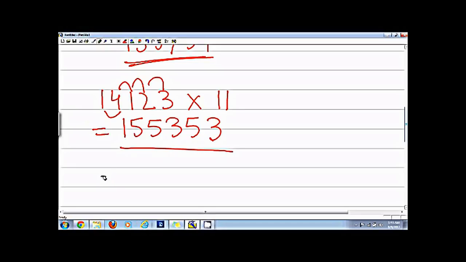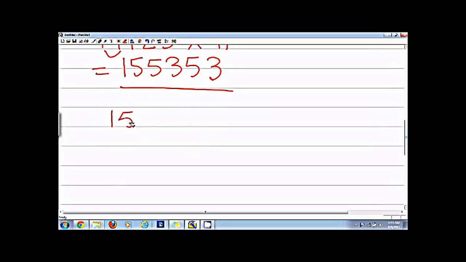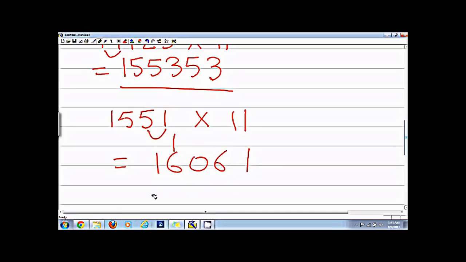For example, now I have 1551 and I want to multiply it by 11. In this case I will have 1, and then 1 plus 5 is 6, and then 5 plus 5 is 10. So I write 1 here, then 5 plus 1 is 6 and then 1. So the answer will be 17061. Am I correct or not?